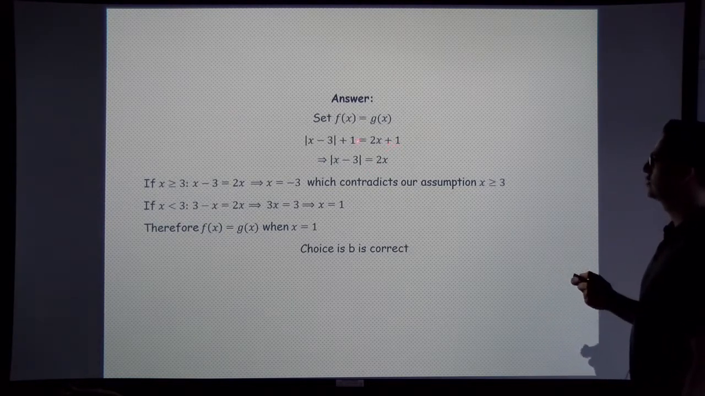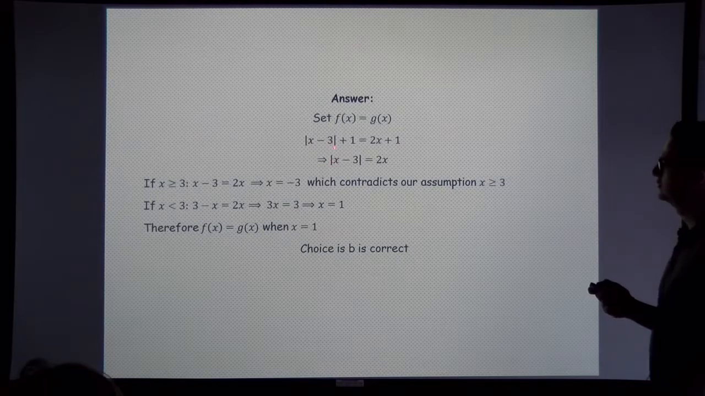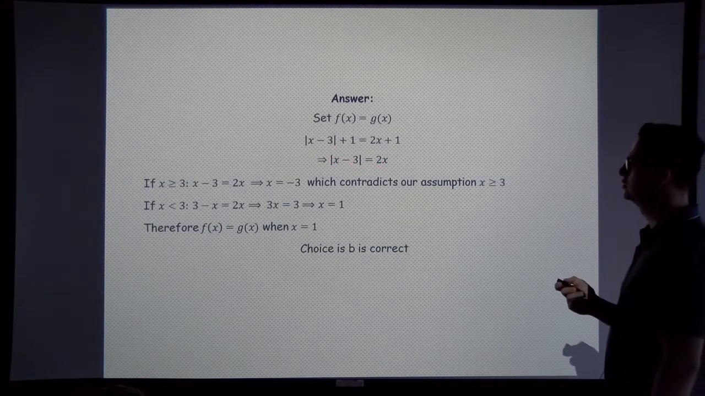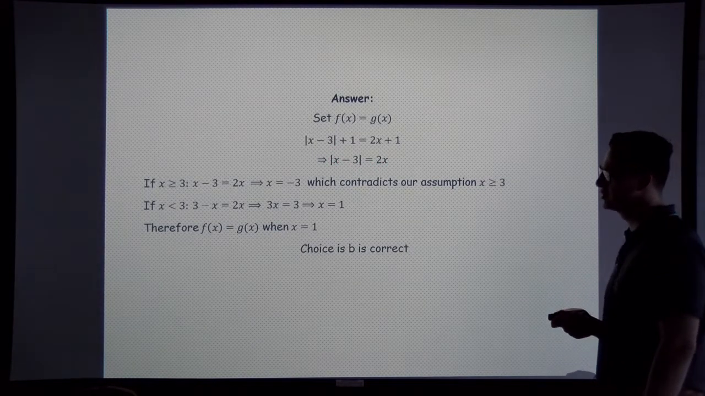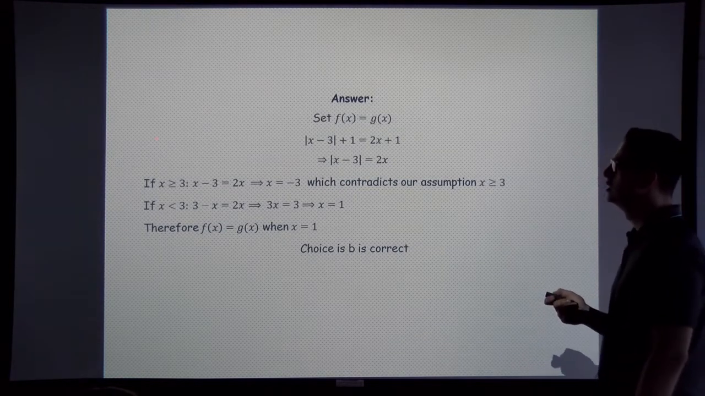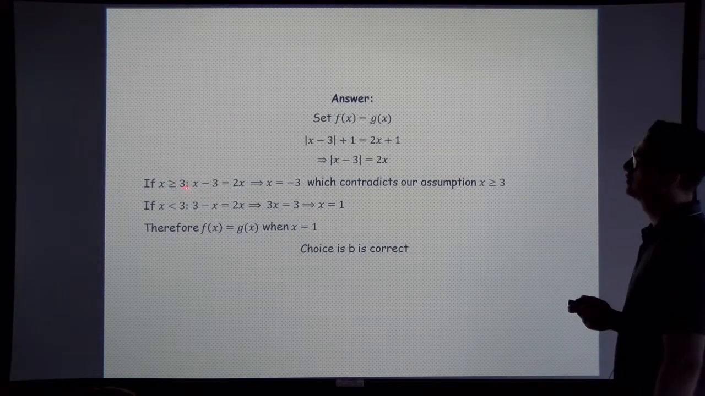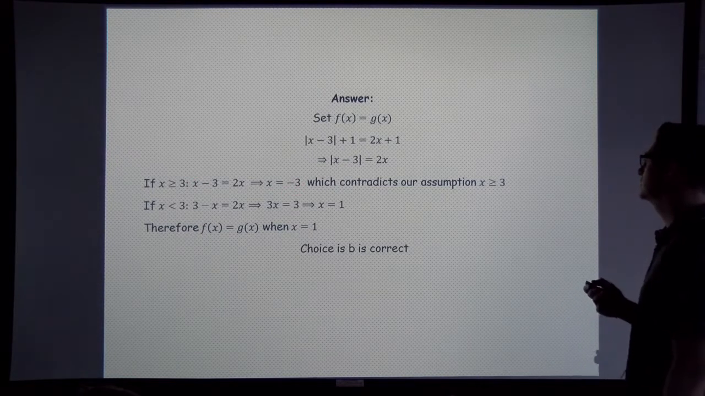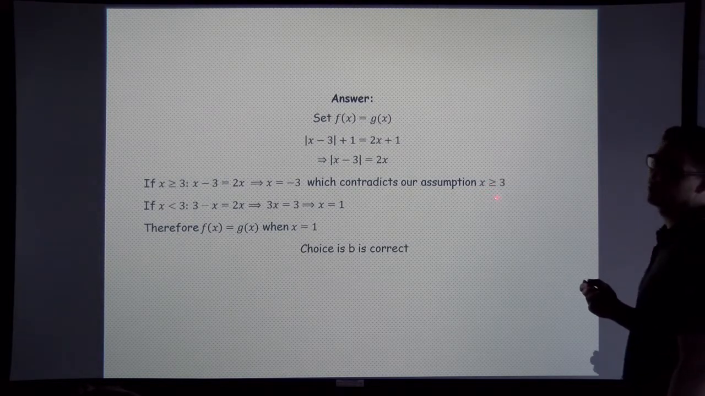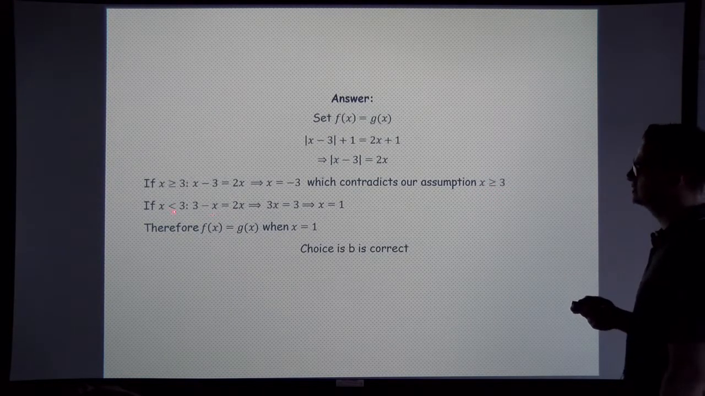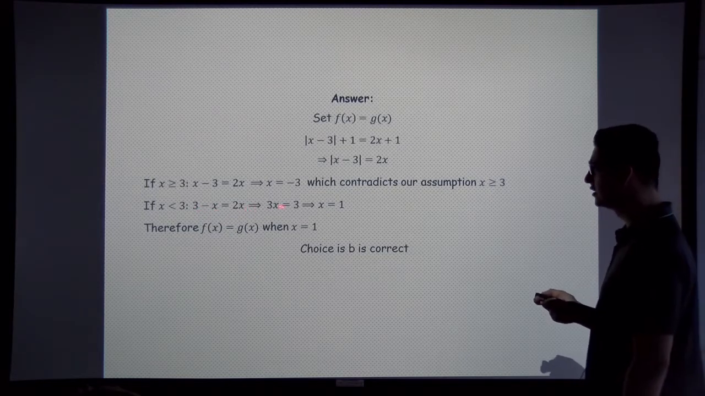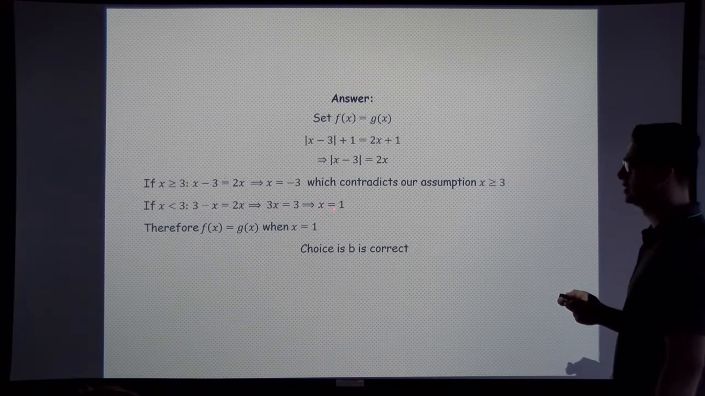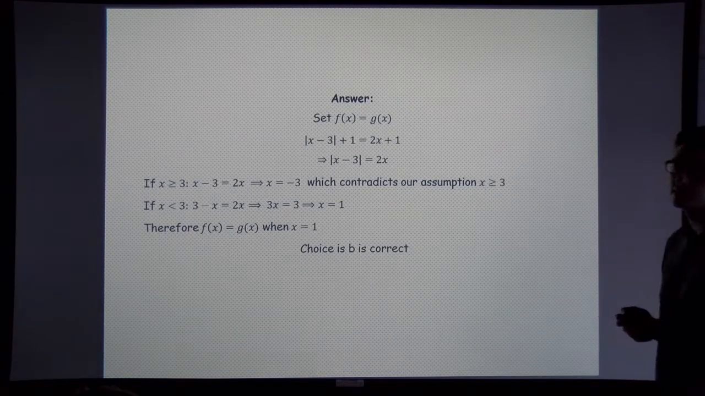Solve algebraically: you subtract the 1 on both sides to be left with absolute value of x minus 3 equal to 2x. Now when we solve for our two values of x, when x is greater than or equal to 3, we'll get x equal to negative 3, which contradicts our assumption that x is greater than or equal to 3. If x is less than 3 and we solve it, we end up getting x equals 1. So therefore, f of x equals g of x when x equals 1. So choice B is correct.